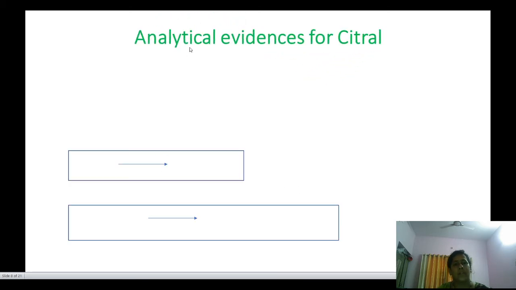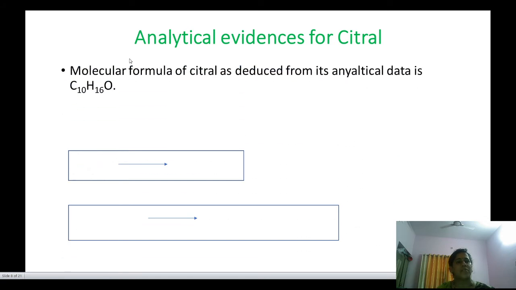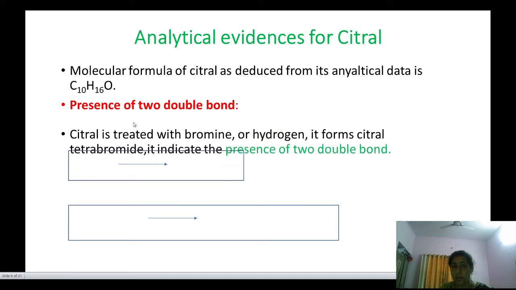Now, we are going to discuss the analytical evidences for citral. From this part, the actual syllabus is going to start. Let us concentrate on these topics. First, we have to see the general steps as we have seen in the last lecture slides. First is the molecular formula for citral, deduced from the analytical data, which is C10H16O.